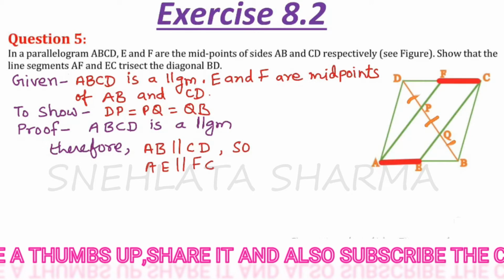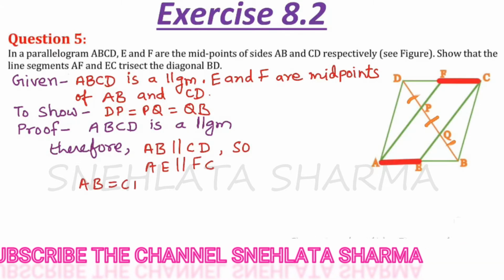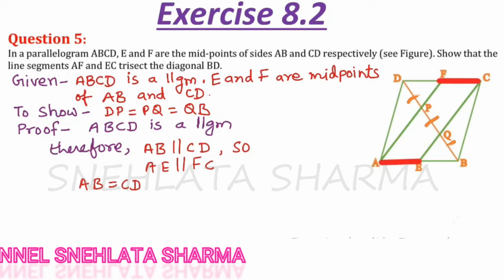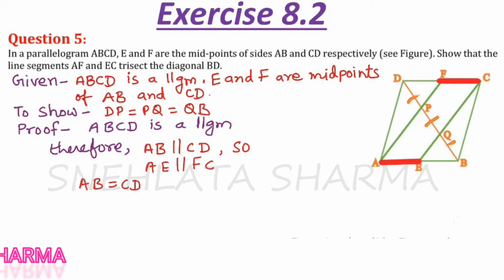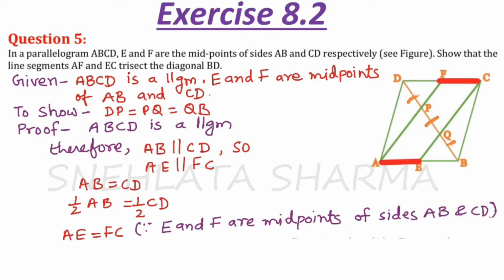Now we have AB is equal to CD. Let's write AB is equal to CD because opposite sides of parallelogram ABCD are equal. Now we will take half of AB and half of CD. They will also be equal. So half of AB is equal to half of CD. Now half of AB, look at figure, half of AB is AE and half of CD is FC. So they will also be equal. AE is equal to FC because E and F are midpoints of sides AB and CD respectively. This gives AECF is a parallelogram. See figure, AECF is parallelogram.